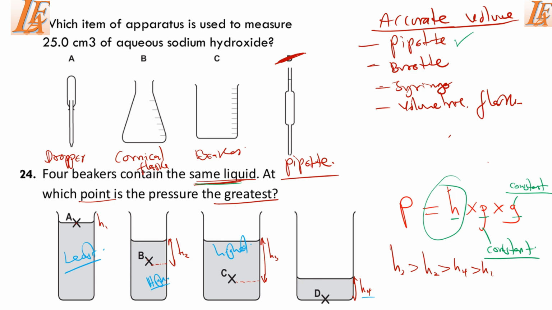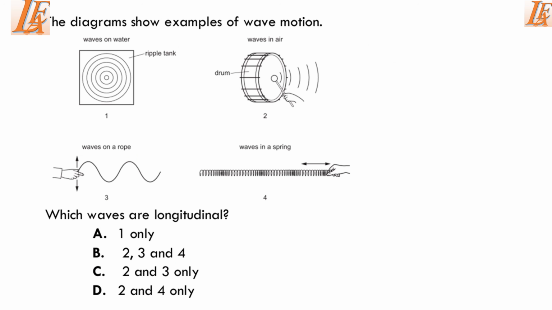Therefore, we have been asked which point will have the greatest pressure. It is the point where we have the greatest height, and that is C. So the correct answer here is C, because height is large, density is constant, gravitational field strength is constant. Therefore, where we have the largest height, that is in C, that's where we'll have the greatest pressure.